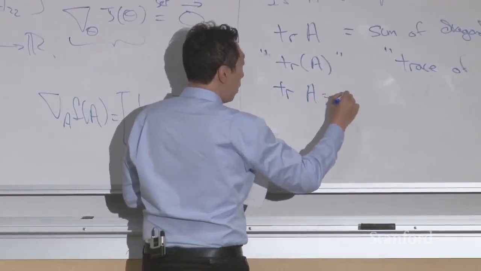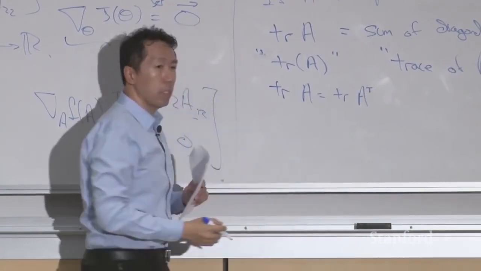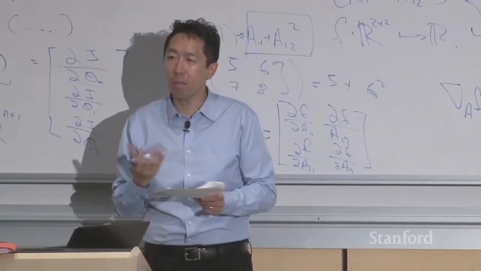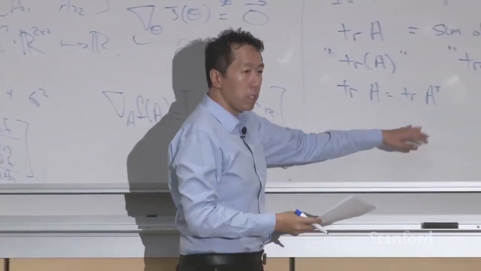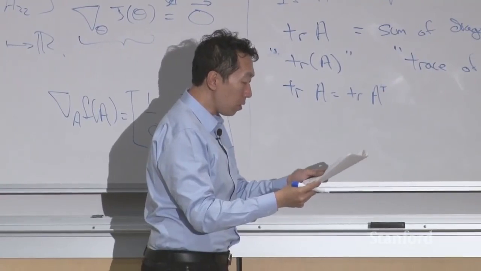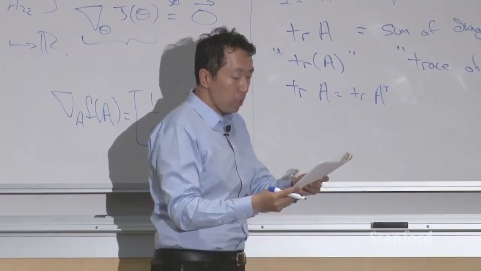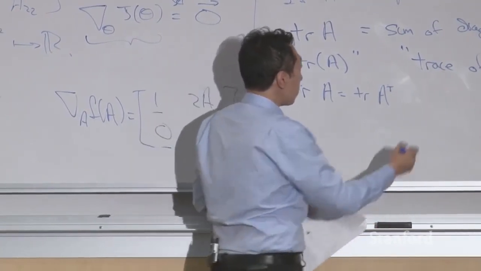Some facts about the trace of a matrix: trace of A is equal to the trace of A transpose, because if you transpose a matrix, you're just flipping it along the 45-degree axis, and so the diagonal entries actually stay the same. So the trace of A is equal to the trace of A transpose. And then there are some other useful properties of the trace operator.